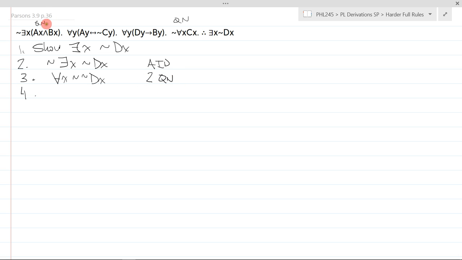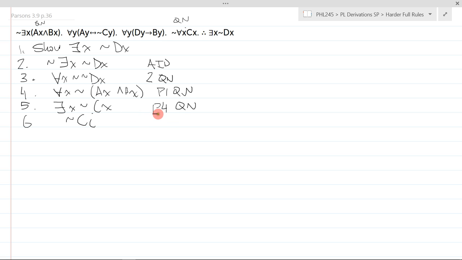Now, in terms of automatic moves, I'm going to do my QNs immediately. So I get for all x, not bracket Ax and Bx, and that's premise one, QN. And on line five, I will now QN this, which is there exists an x not Cx, and that's premise one, two, three, four, QN. Now, this is nice because immediately on line five, I now have an existential, and I always know that I should existentially instantiate the second I can. So I have not CI, that's five existential instantiation.